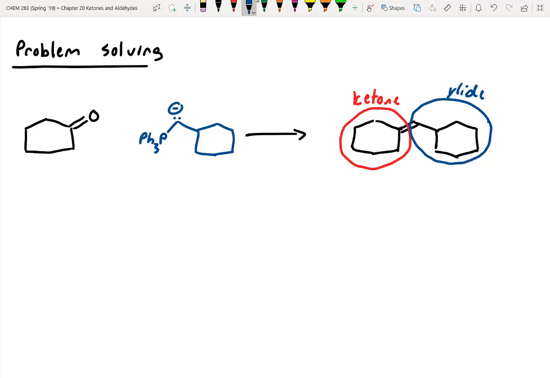The number one mistake I see students make is they forget to include that carbon and have the phosphorus right there. We need to account for all of our carbons from beginning to end, so don't neglect that carbon. All right, so that's one option. Or let's do it the other way.